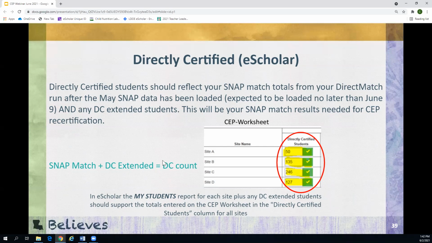If you remember correctly, the information that is usually received early July is the first run for the next school year. So the last run that you are able to use for this school year is the May SNAP run that should be available about next week. You can access this information through the My Students tab on eScholar, and you can then take that SNAP match and any DC extended students that you may have extended those benefits from the SNAP children to their siblings, and you would put that in the DC count on the worksheet.